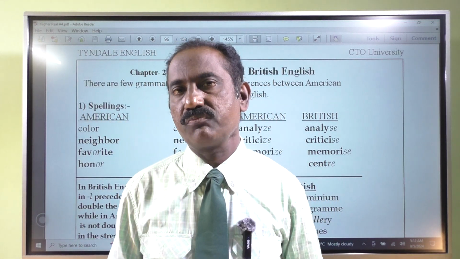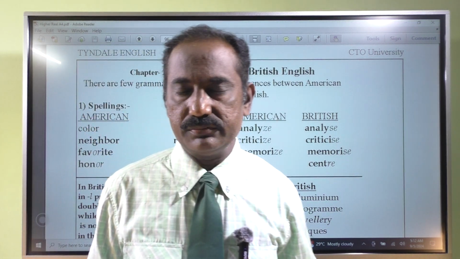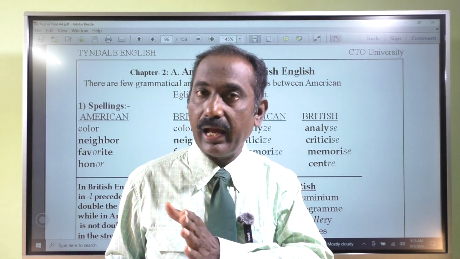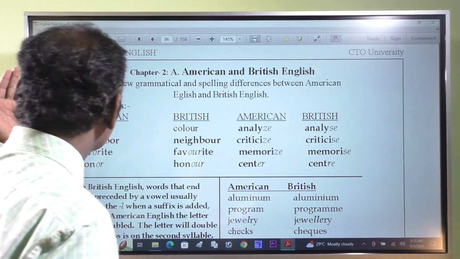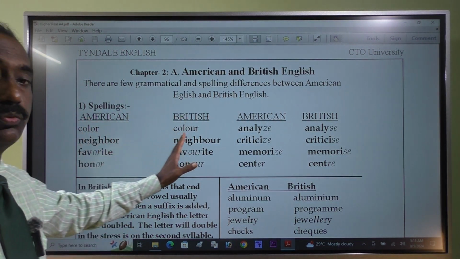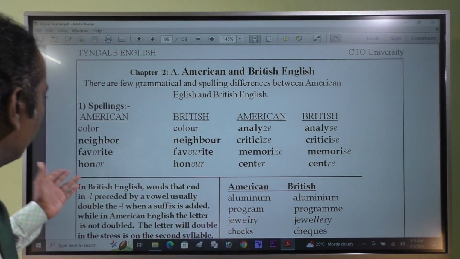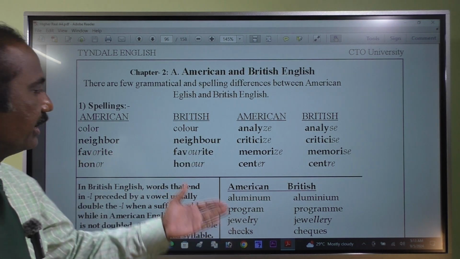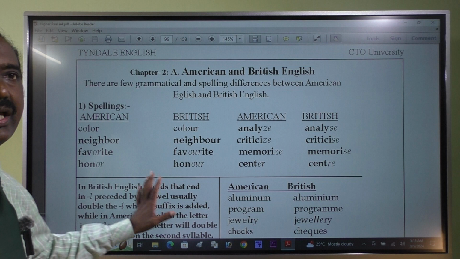Suppose pronunciation: schedule in USA, schedule in British. In the same way, spelling: C-O-L-O-U-R, colour, is British, and C-O-L-O-R, color, is American. Americans removed the U. Even in neighbor and favorites, they removed the U. Honor, Americans removed the U.